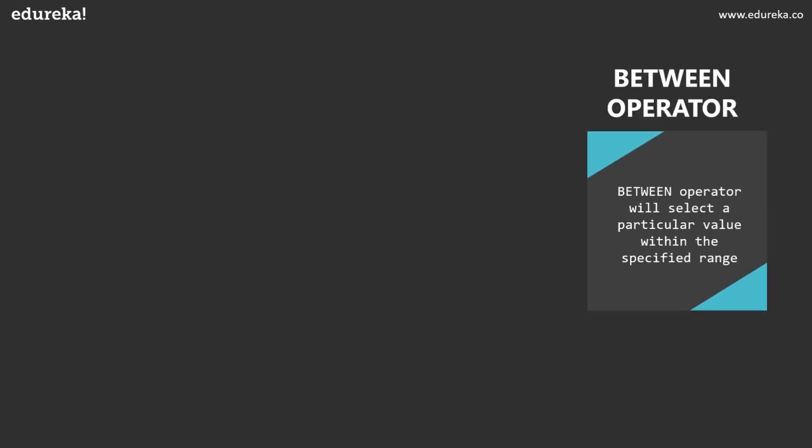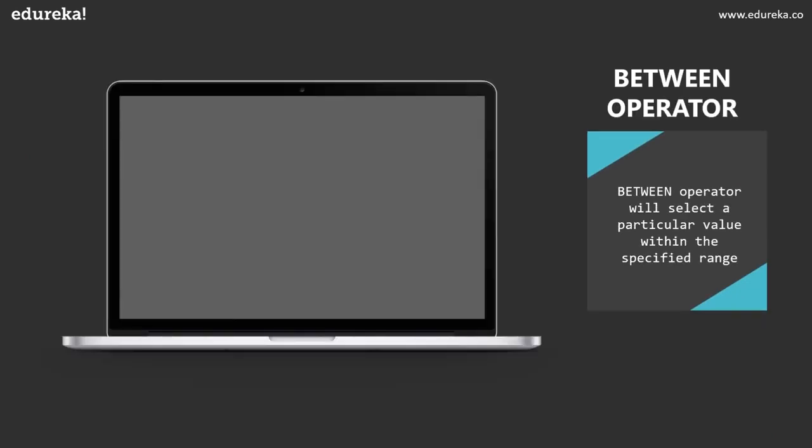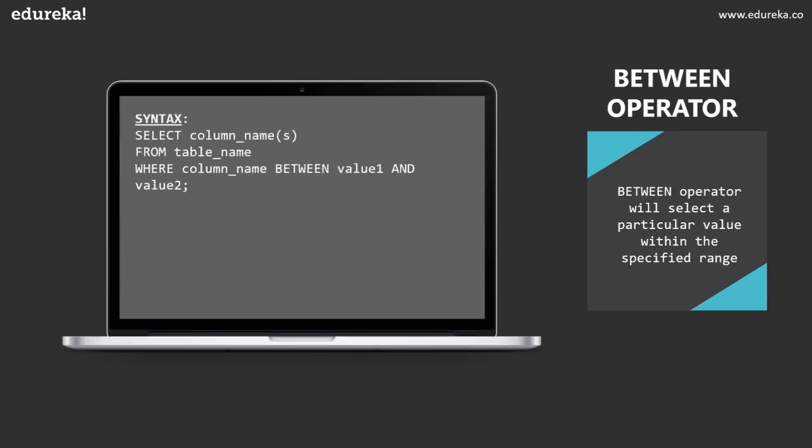The next operator is between. The between operator will select a particular value within the specified range. It is compulsory to add the beginning and the end value. Let us look at the syntax: select column from table where column name between value 1 and value 2.